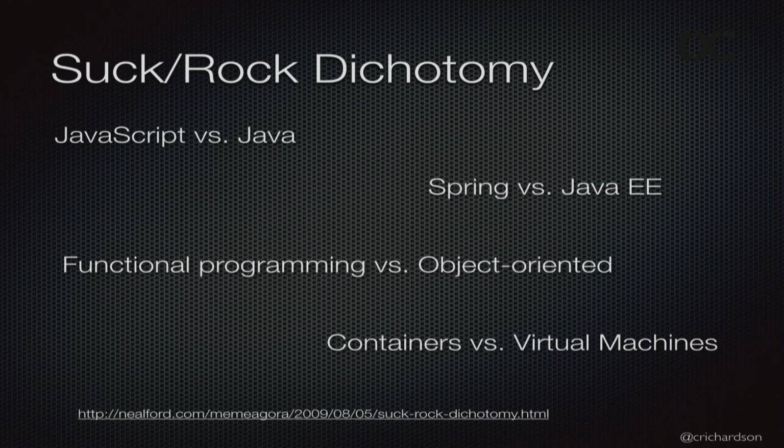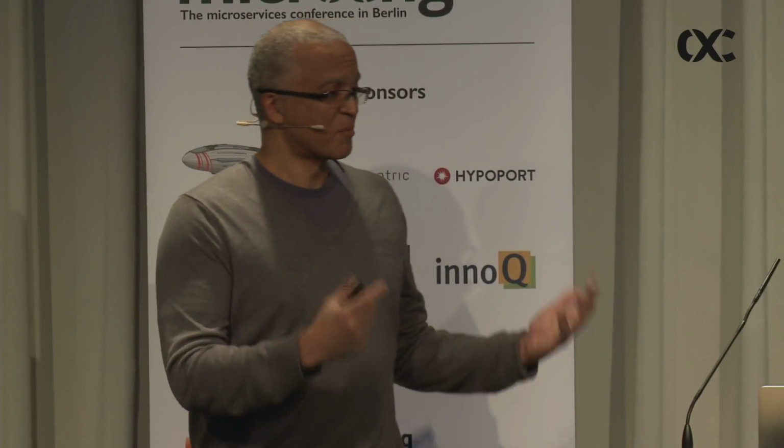A lot of arguments follow this suck-rock dichotomy, a term coined by Neal Ford, where your technology sucks, my technology rocks. You see these pairwise arguments: JavaScript versus Java, Spring versus Java EE, functional programming versus object-oriented programming, containers versus virtual machines. These are very polarized debates where my technology is incredibly good and I can't see anything wrong with it, whereas I can see all of the flaws in your technology and none of the good. There's a lot of passion.